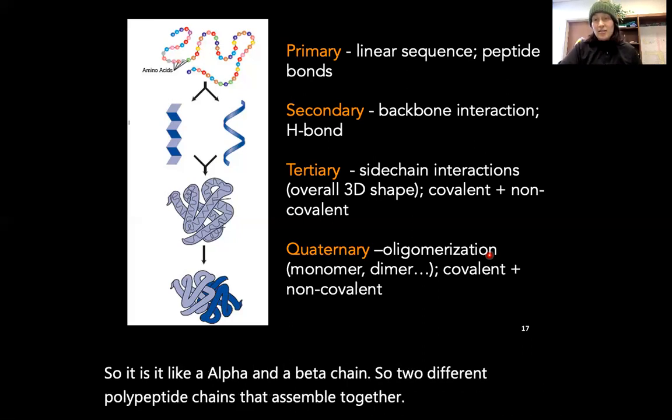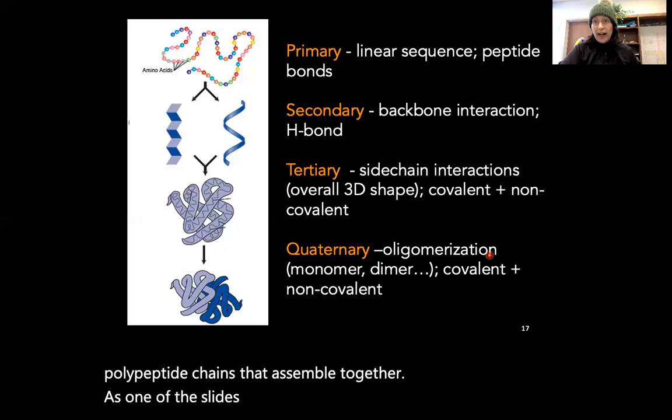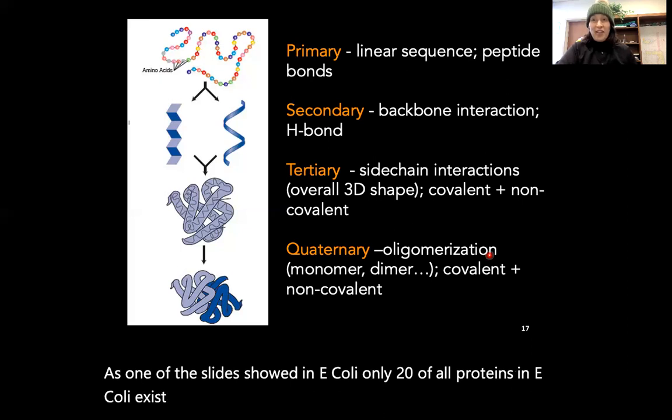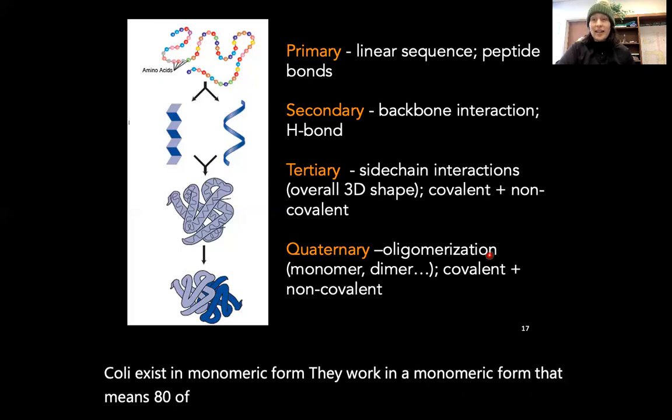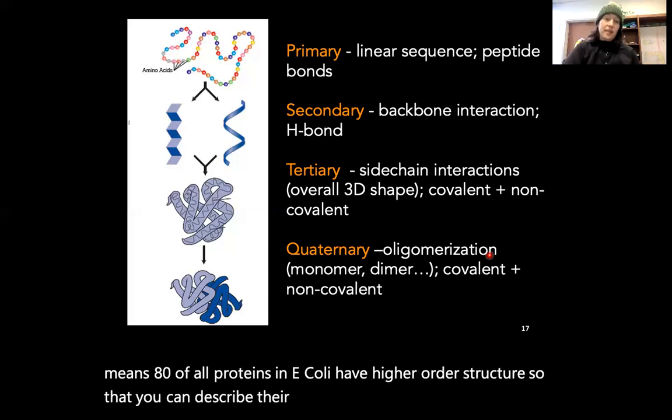As one of the slides showed in E. coli, only 20% of all proteins in E. coli exist in monomeric form. They work in a monomeric form. That means 80% of all proteins in E. coli have higher order structure so that you can describe their quaternary structure.